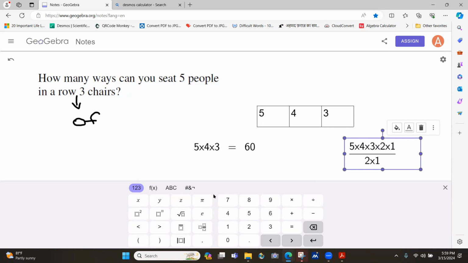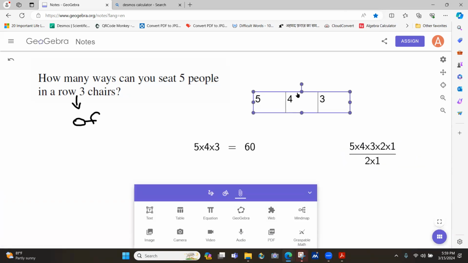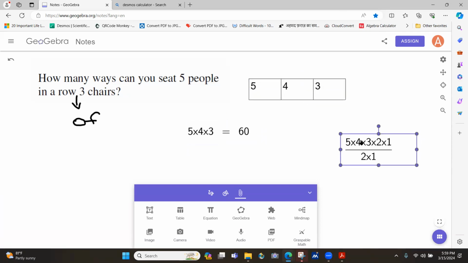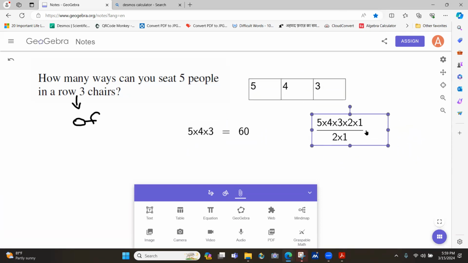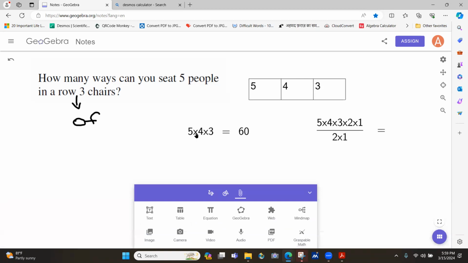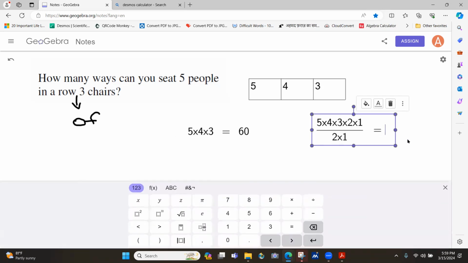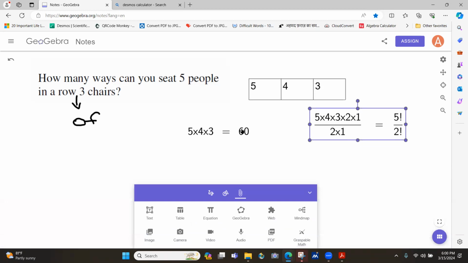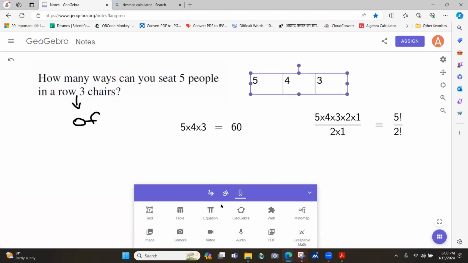Now, I really multiplied because I want to write 5 factorial somehow. I want to use the factorial notation because it saves time. On top, I multiplied 5 times 4 times 3 by 2 times 1, to complete the factorial notation. So I have to divide it by 2 times 1. What do I have on the top? The top has 5 factorial, and the bottom has 2 factorial. You can write it like that, okay? So this is another way of writing it.